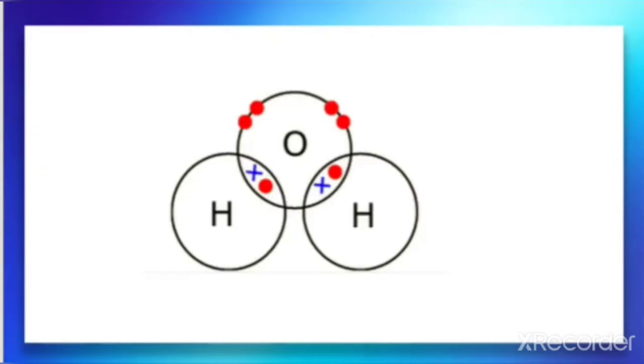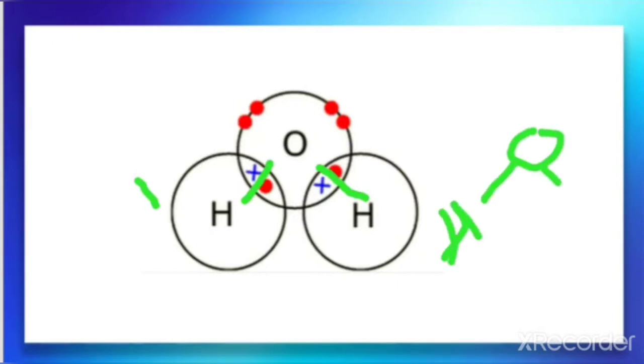Water. In the case of water, we know that oxygen has 6 valence electrons, which is represented in red dots, but hydrogen has only a single electron. Hydrogen requires 1 electron to get stable, so it will share its 1 electron with 1 electron of oxygen, and similarly the other hydrogen also shares 1 electron with an electron of oxygen. So it results in the formation of a covalent bond, that is a covalent bond between the oxygen and hydrogen, and one more covalent bond with the other hydrogen.